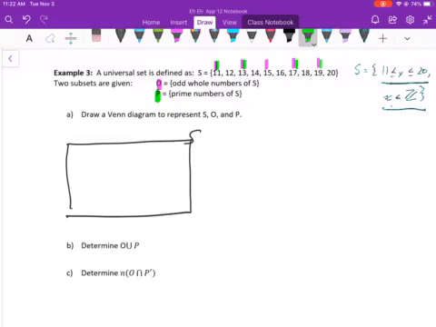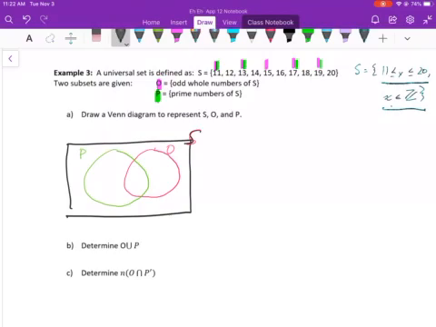We're going to draw a Venn diagram to represent S, O, and P. I have written S as the universal set, and that is that box. O is all the odd numbers in this set. So there is my set O. My set P is going to be this set right here. So I'm going to start putting in the numbers where I see fit.